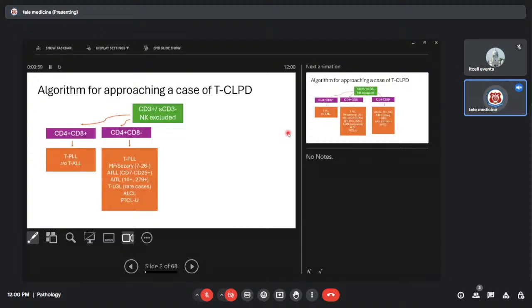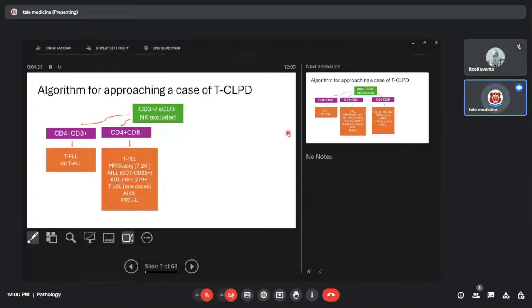So mycosis fungoides, Sézary is which kind of a T cell lymphoma? Nodal or cutaneous? So primarily a cutaneous involvement, right? Then the other entities are acute adult T cell lymphoma leukemia in our country. Then you have the angioimmunoblastic T cell lymphoma.